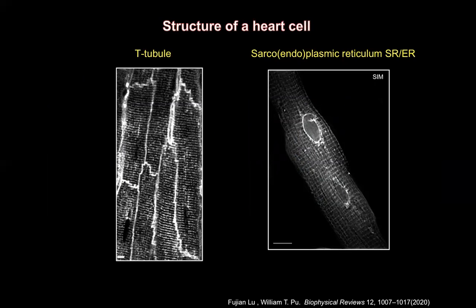It is composed of two membrane systems. One is the T-tubule system that originates from the invaginations of the plasma membrane into the cell interior. The other is the sarcoplasmic reticulum, or SR, which is also fully connected, forming a network. When these two structures meet each other, they form dyads.